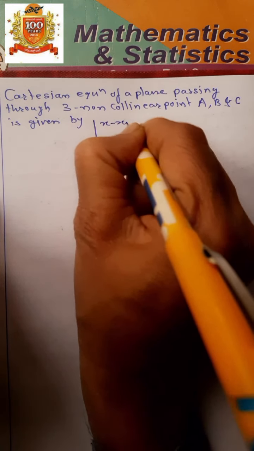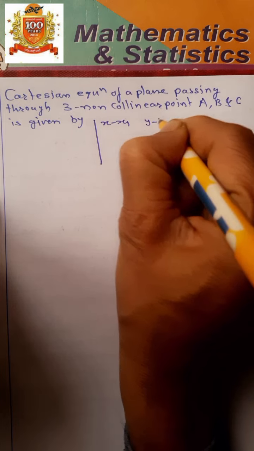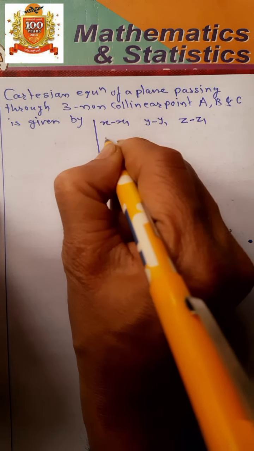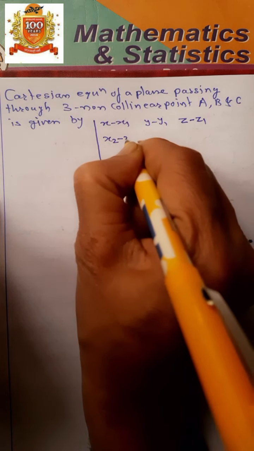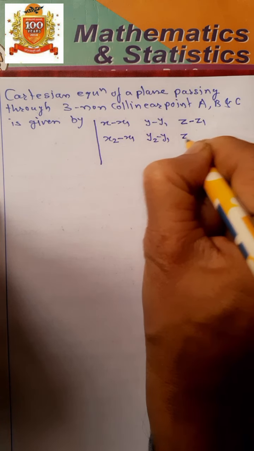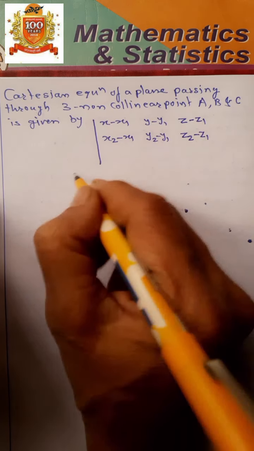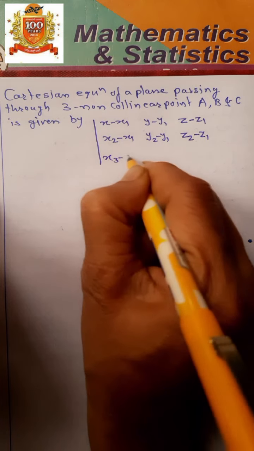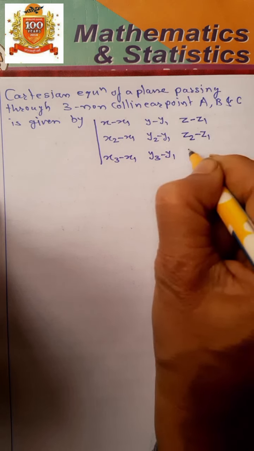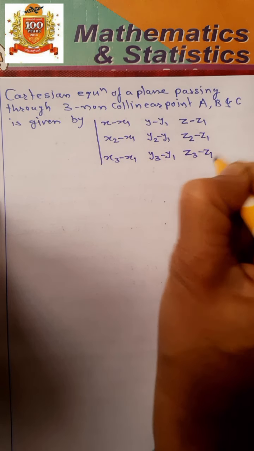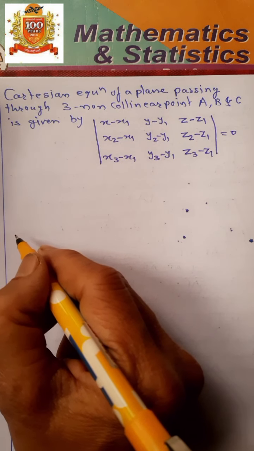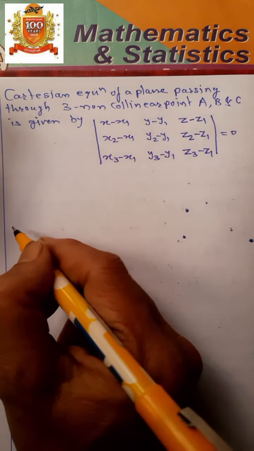x minus x1, y minus y1, z minus z1; x2 minus x1, y2 minus y1, z2 minus z1; x3 minus x1, y3 minus y1, z3 minus z1 is equal to 0. Isn't it?